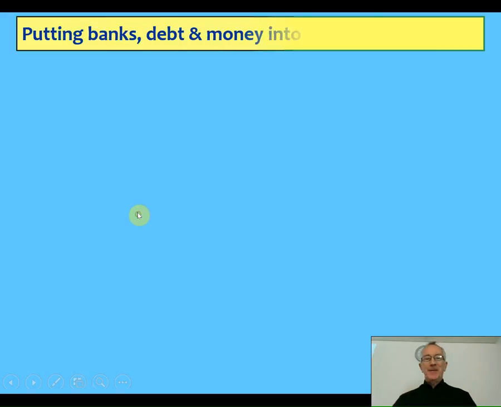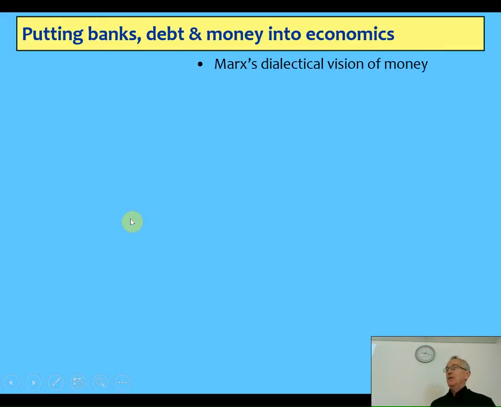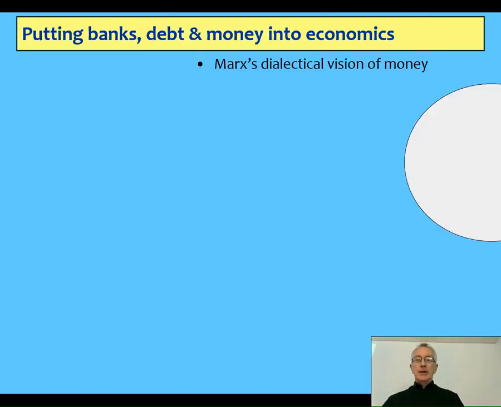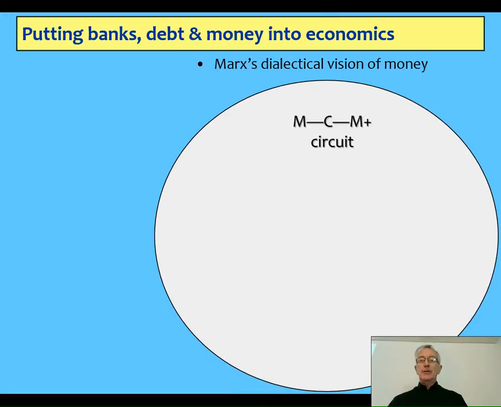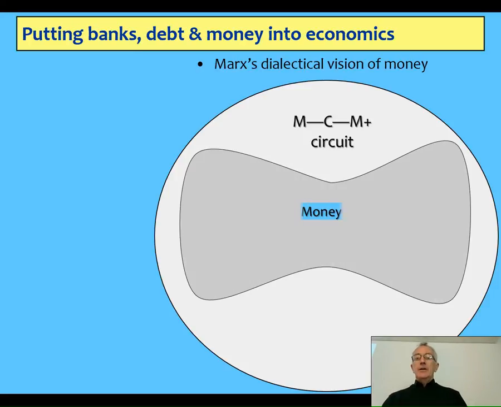Let's go. Okay, so I'm going to go back again to Marx's vision of money, because the idea of the dialectic is a very important part, not just of how I think about money, but how I think you should in general, and certainly how Minsky did. I'll explain that in a moment after I show the basic idea. So you've got this concept of money, M-C-M plus, the circuit going from money to more money. And an essential part of that circuit is money.